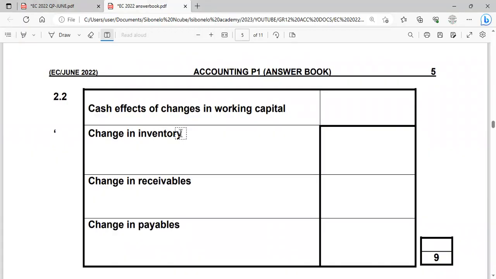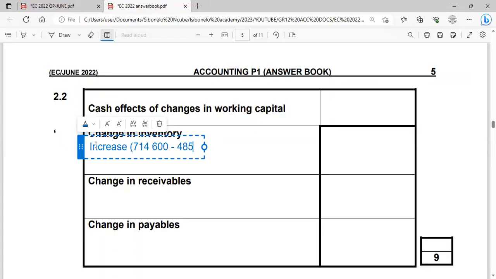So inventory, change in inventory. Inventory has increased. So the increase in inventory, increased by how much? You take 714,600 subtract 485,700. So let us find the difference. 714,600 minus 485,700. So the difference is 228,900.